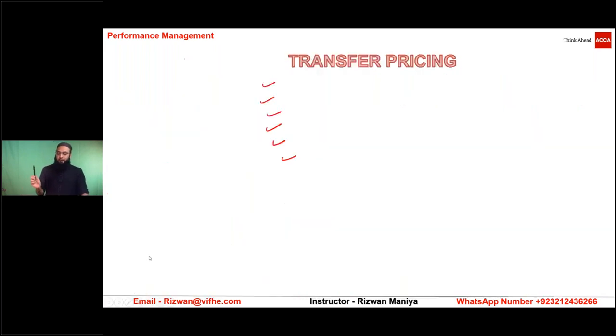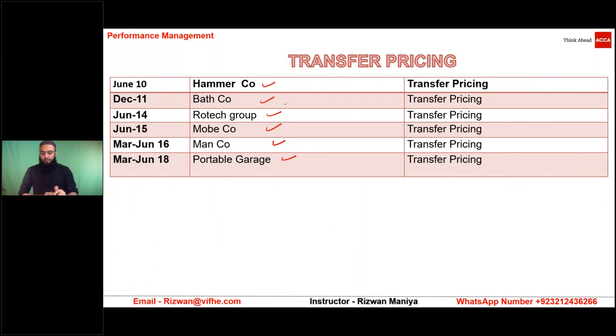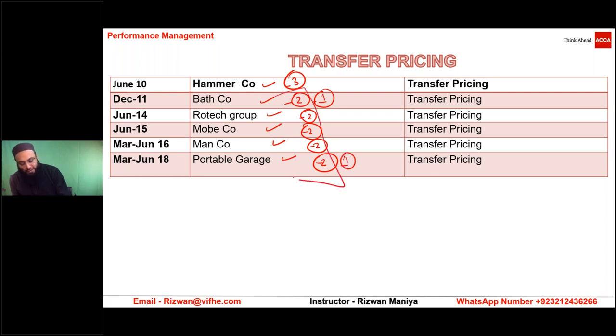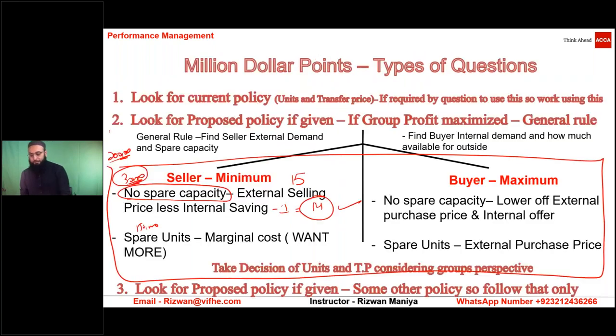Listen, I'll give you an analysis. This is a type 2 question and type 1. This is also a type 2 question. This is also type 2. This is type 2. This is type 2. And this is type 3. So many times you see type 2 tested along with type 1. So all these questions you can solve using my $1 million technique. This one.